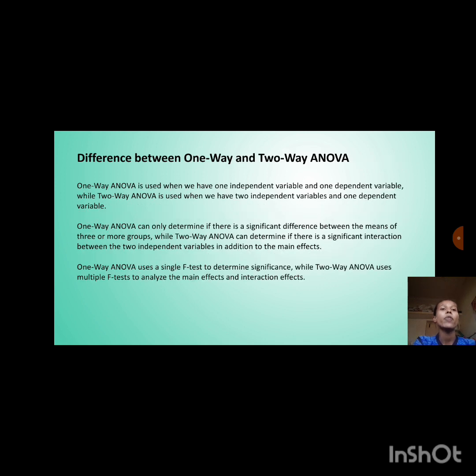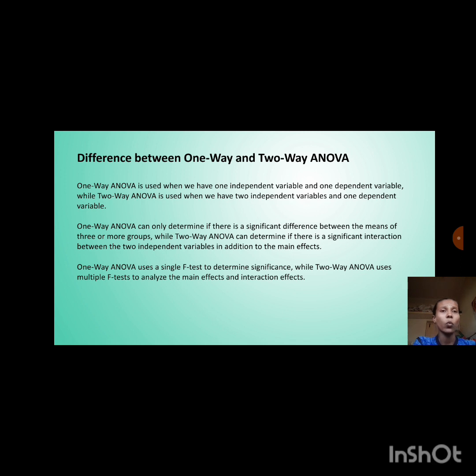Difference between one-way and two-way ANOVA. One-way ANOVA is used when we have one independent variable and one dependent variable, while two-way ANOVA is used when we have two independent variables and one dependent variable.